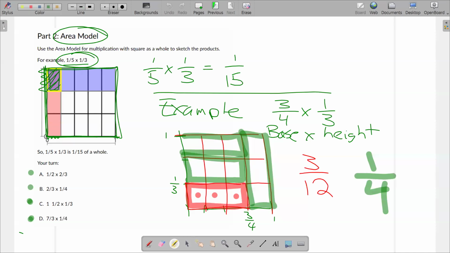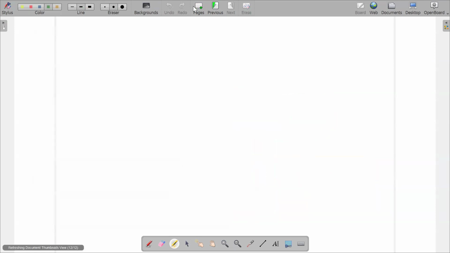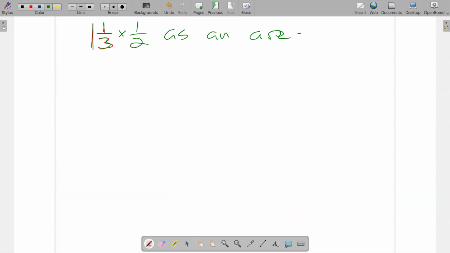All right, so let's try a mixed number or improper fraction like the last two there. How about something similar to part C? 1 1/3 times 1/2. So I want to come up with the answer for that using the area model. I like to do base times height, but with area, I don't think it's a big deal if you switch those.